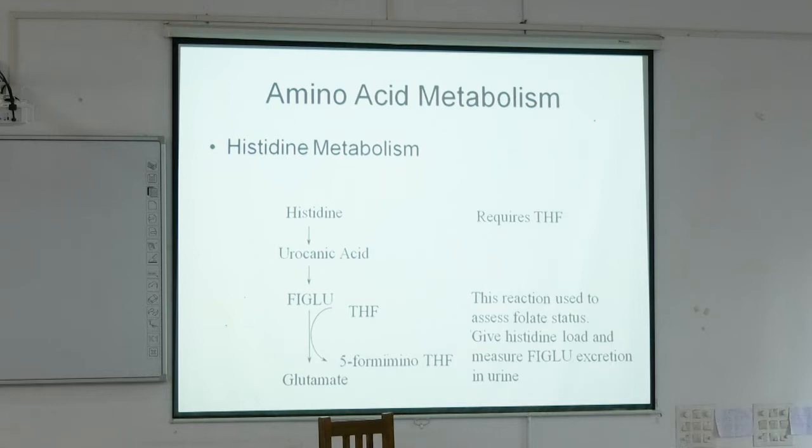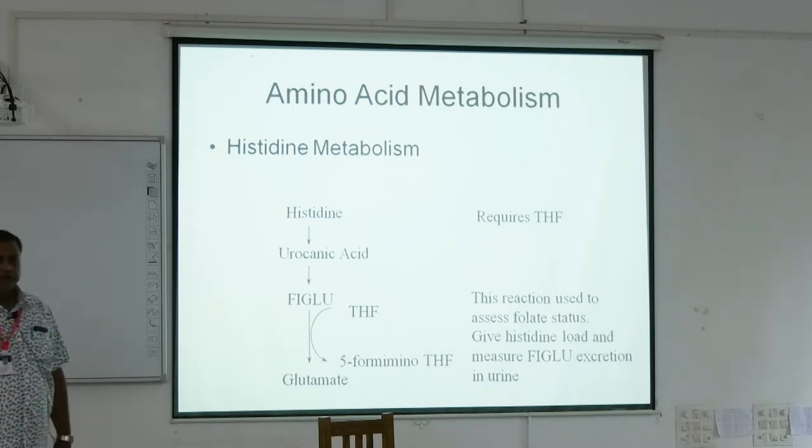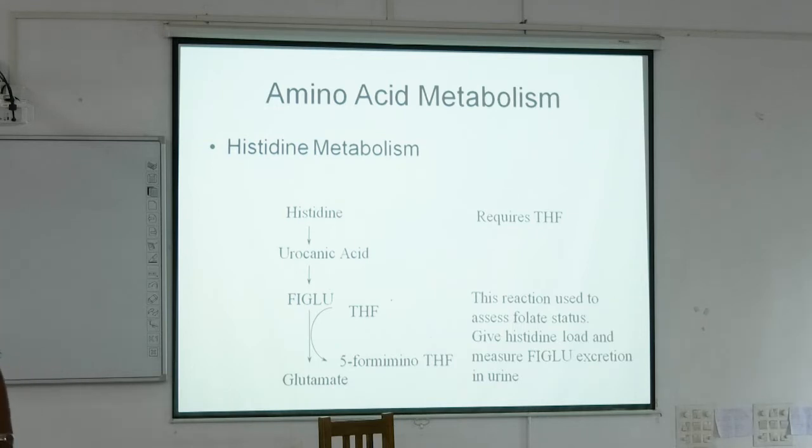Figlu full name is formiminoglutamate. The patient is given a high dose of histidine and urine with Figlu appears. Means what? Due to folate deficiency, all of the Figlu cannot be converted to glutamate, so it gets excreted due to excess Figlu in the blood. So if they excrete Figlu upon a heavy load of histidine, then the patient is suffering from folate deficiency. Clear? This is called the Figlu excretion test.